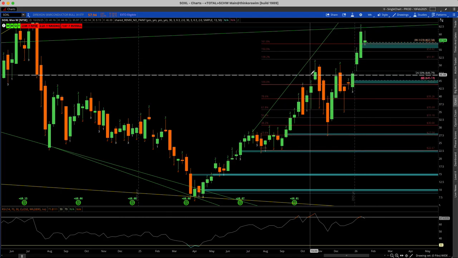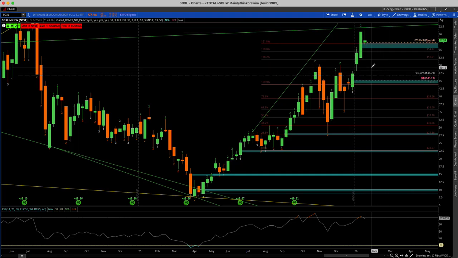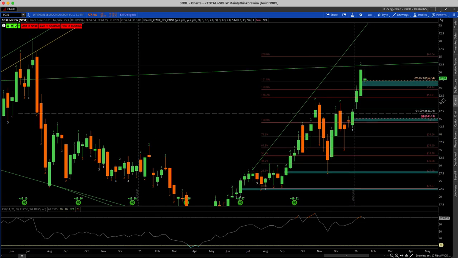Because then we're turning what was resistance into now support, right? If we get that bounce. So a pullback isn't the worst thing in the world. Quite frankly, I would welcome it with open arms.